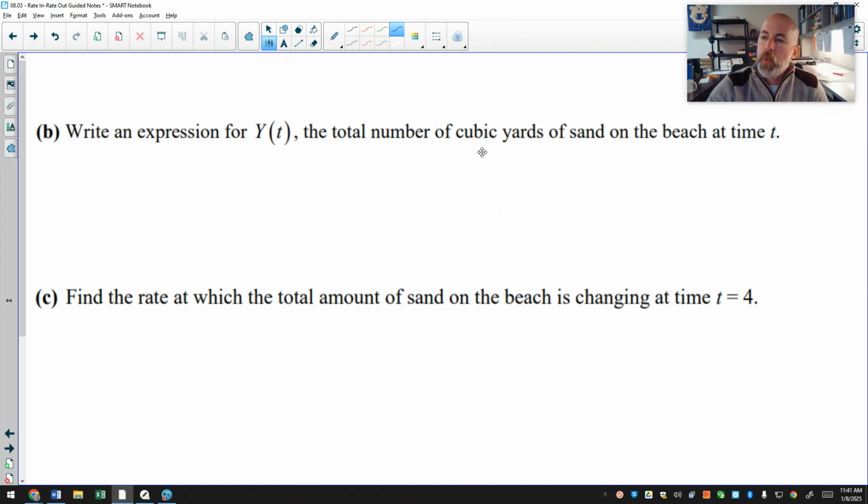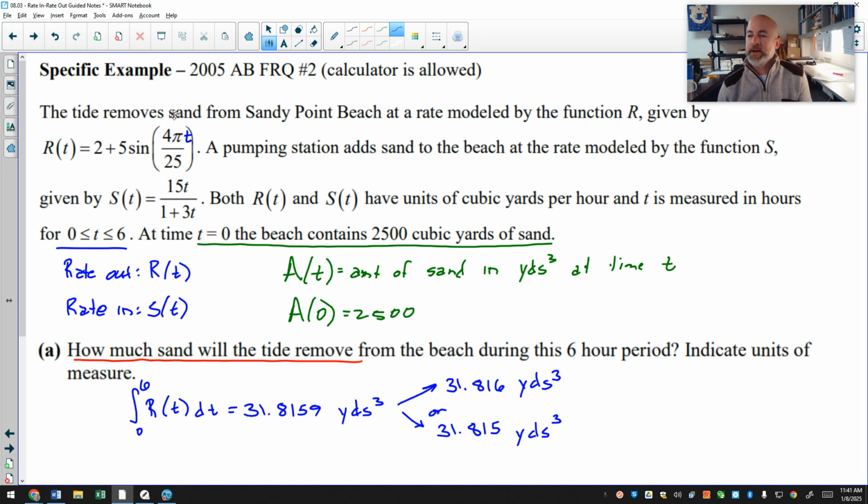Write an expression for y of t, the total number of cubic yards of sand. Dadgummit. I even said I would do this. I should have done this earlier. Not a big deal, but y of t, the total number of cubic yards, that's what I defined as A of t. So I'm actually just going to go back to my previous work. Since they have defined this as y, I guess I'll call this y. Y of t is the total amount of sand in cubic yards. And I know the initial condition is y of 0.